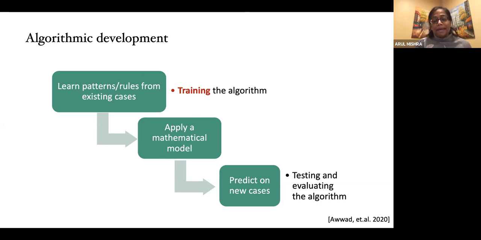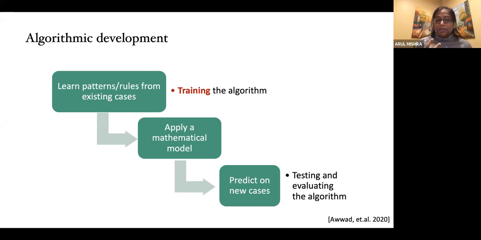Then the algorithm will use a mathematical model and learn associations from those input variables and learn to predict the output variable. So once the mathematical model has been applied, now we need to find out how well the algorithm has been trained. So we evaluate or test the algorithm on what's known as a test data set. The test data set is getting the algorithm to predict on new cases. And the new cases would be where we give the algorithm only the input variables, the features of the transaction, but we don't tell it whether it was fraudulent or not. Using these associations, these patterns that it has learned from the training data, the algorithm will come up with predictions on the test data set.